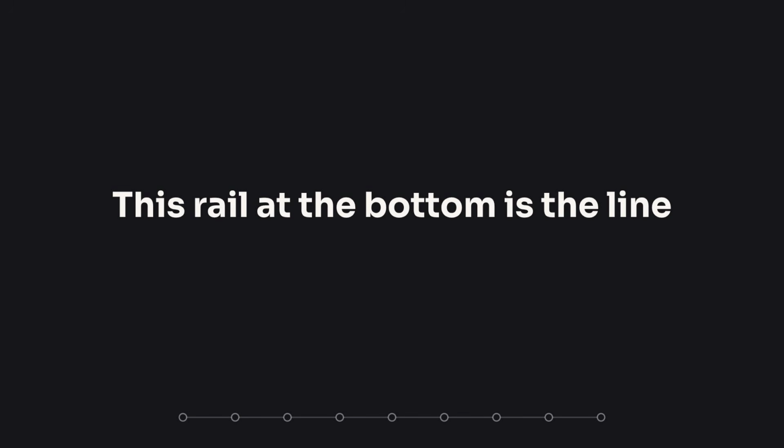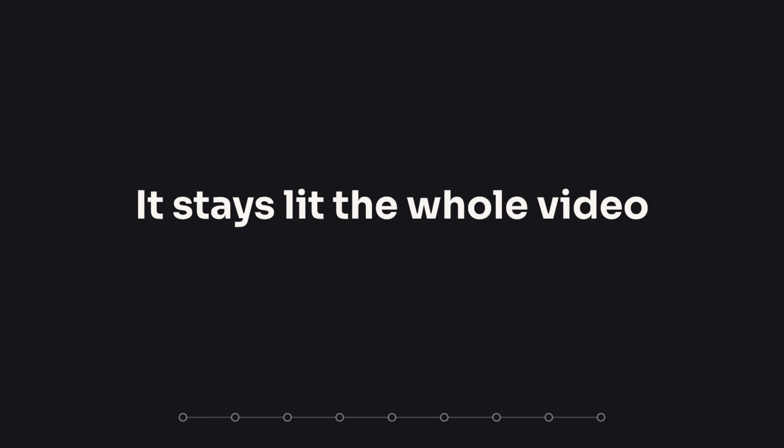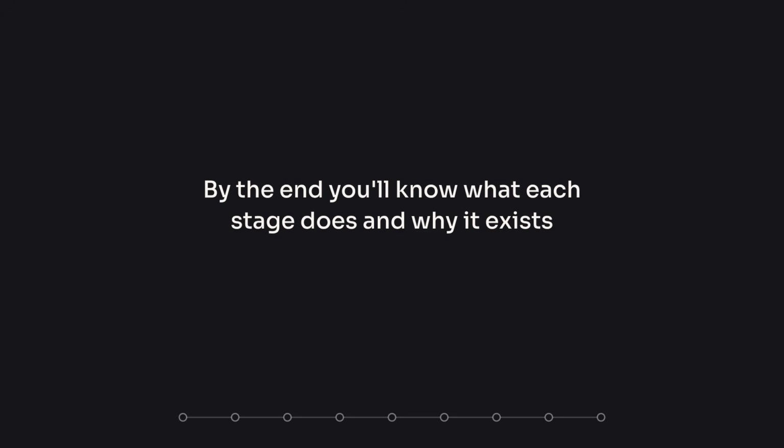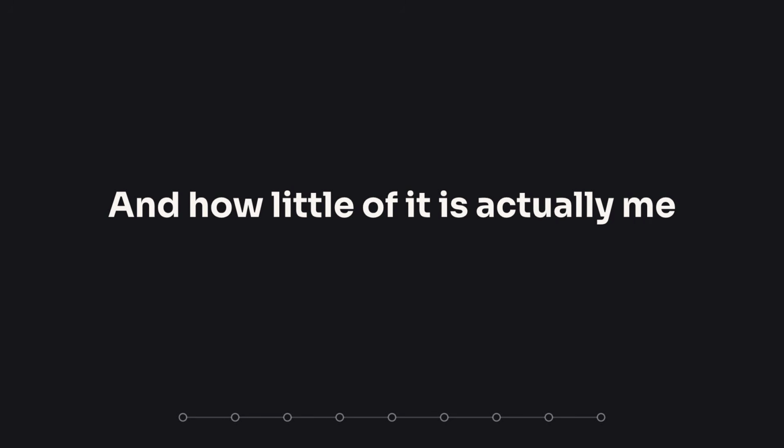This rail at the bottom is the line. It stays lit the whole video. Each stage lights up as we walk it. Research all the way to a published blog post. By the end, you'll know what each stage does and why it exists, and how little of it is actually me.